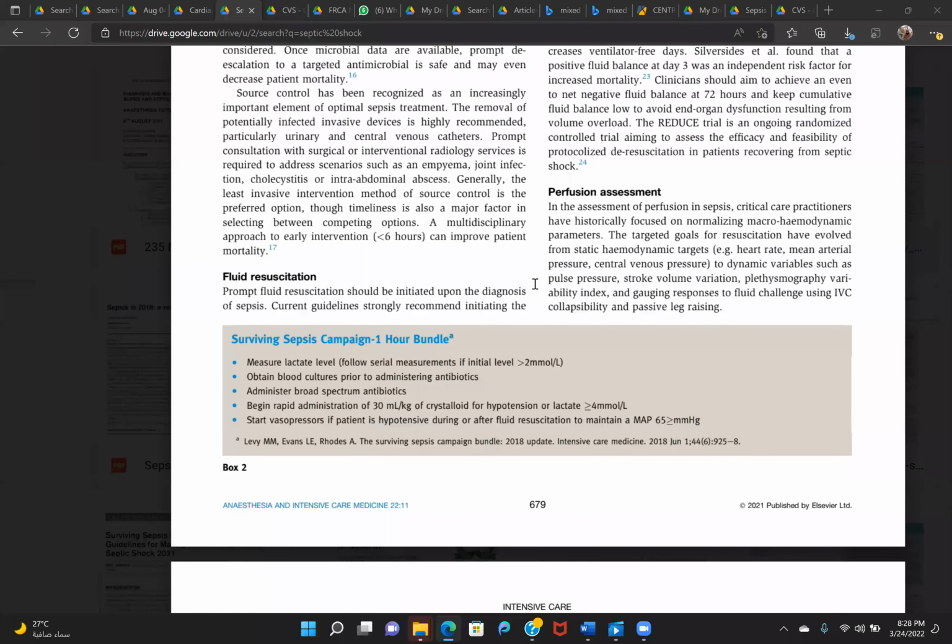Right, sir. So the blood from the right atrium is the one that is ideal for mixed venous oxygen saturation. Oh, no. Mixed venous oxygen saturation is taken from the pulmonary artery, where we take it from this pulmonary artery catheter. Okay.